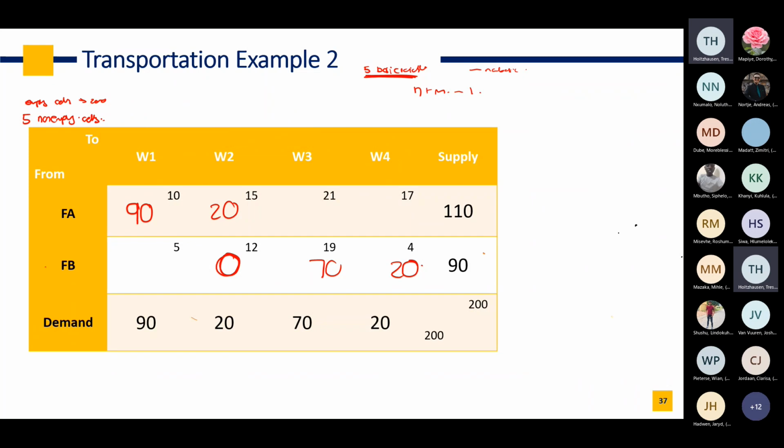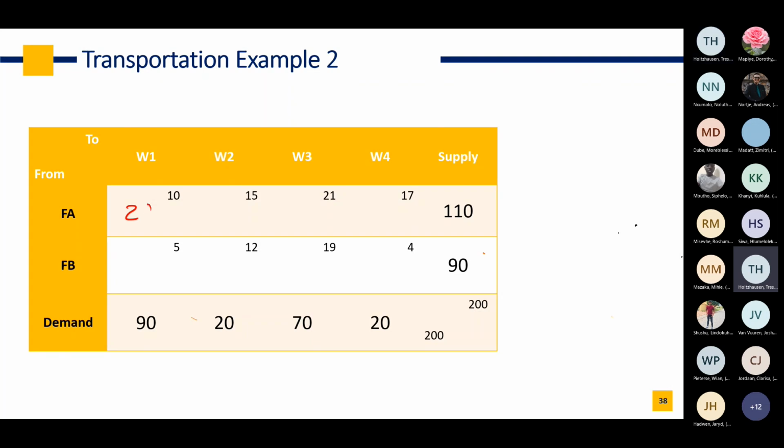So obviously to do MODI, you have to have it so that the non-empty cells have that specific number and your supply and your demand are equal to each other. And then we start the process all over again. So let's just go to a fresh piece of paper and put that in, and we can start. 90, 20, the 0, the 70, and the 20.